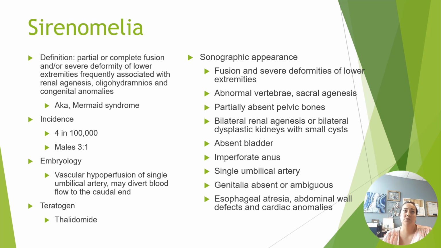And then when it comes to the kidneys, we see bilateral renal agenesis or dysplastic kidneys due to the obstruction of the urine being not able to empty. We can see an absent bladder if we have renal agenesis. There can be an imperforate anus, a single umbilical artery, and then genitalia can be absent or ambiguous. And then there can also be GI and cardiac abnormalities seen with this. So lots of abnormalities, and unfortunately the outcome is lethal for this diagnosis.